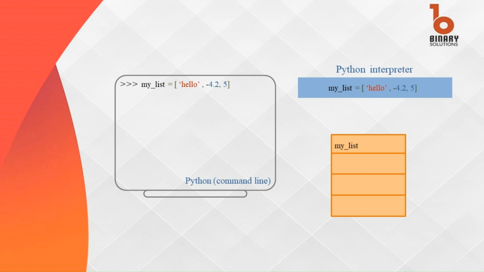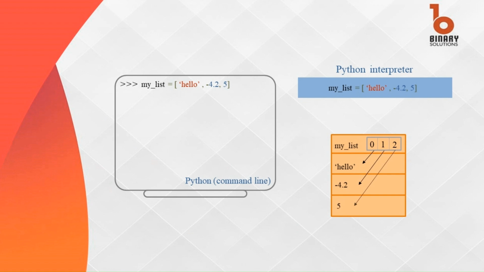In the first step, when you type this code, the interpreter creates a new list object denoted by the square brackets. Next, it processes each element individually, creating separate objects for the string hello, the float -4.2, and the integer 5. Finally, the variable my_list acts as a reference, holding links to these individual objects within the list. This means the list doesn't store the values directly, but instead keeps references to them, making it highly efficient and dynamic.